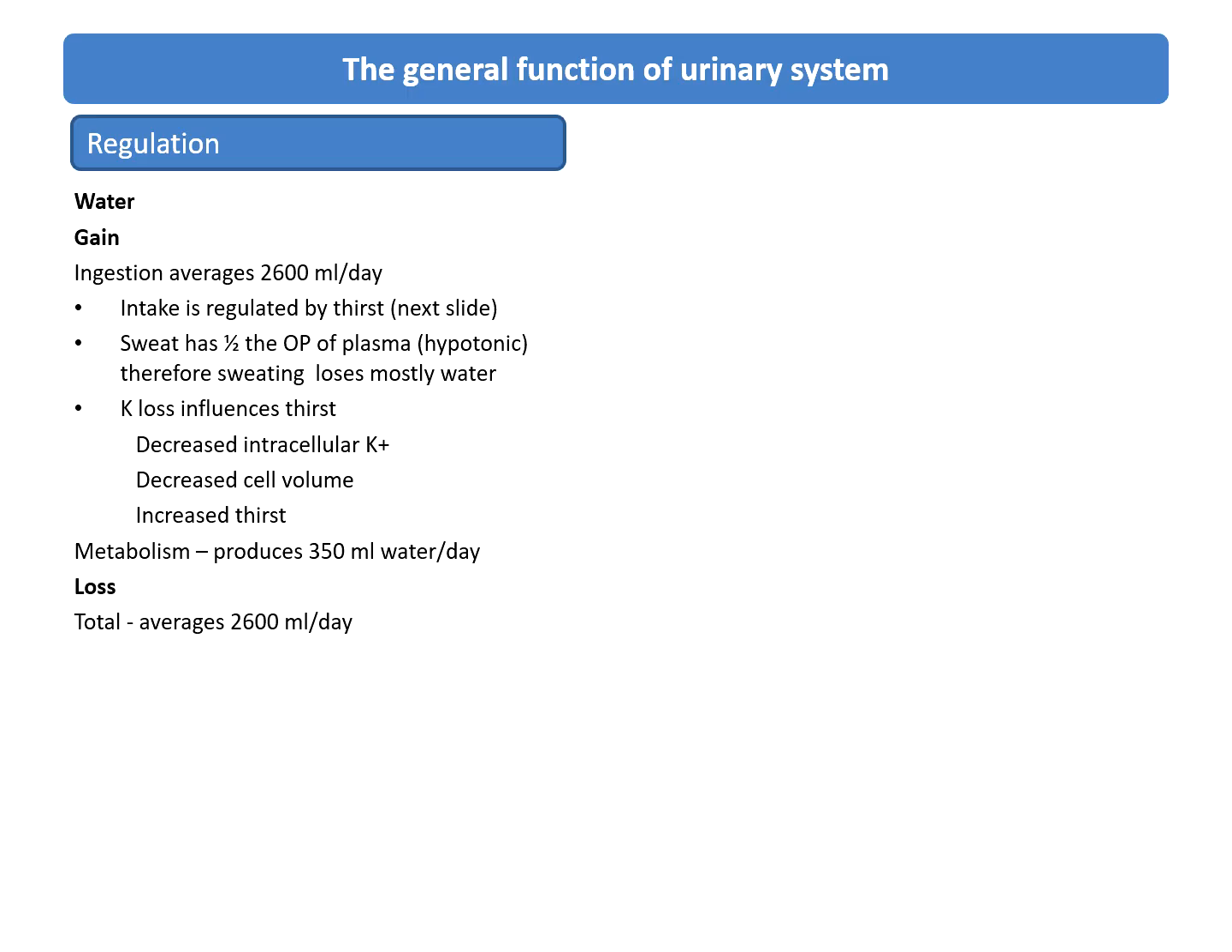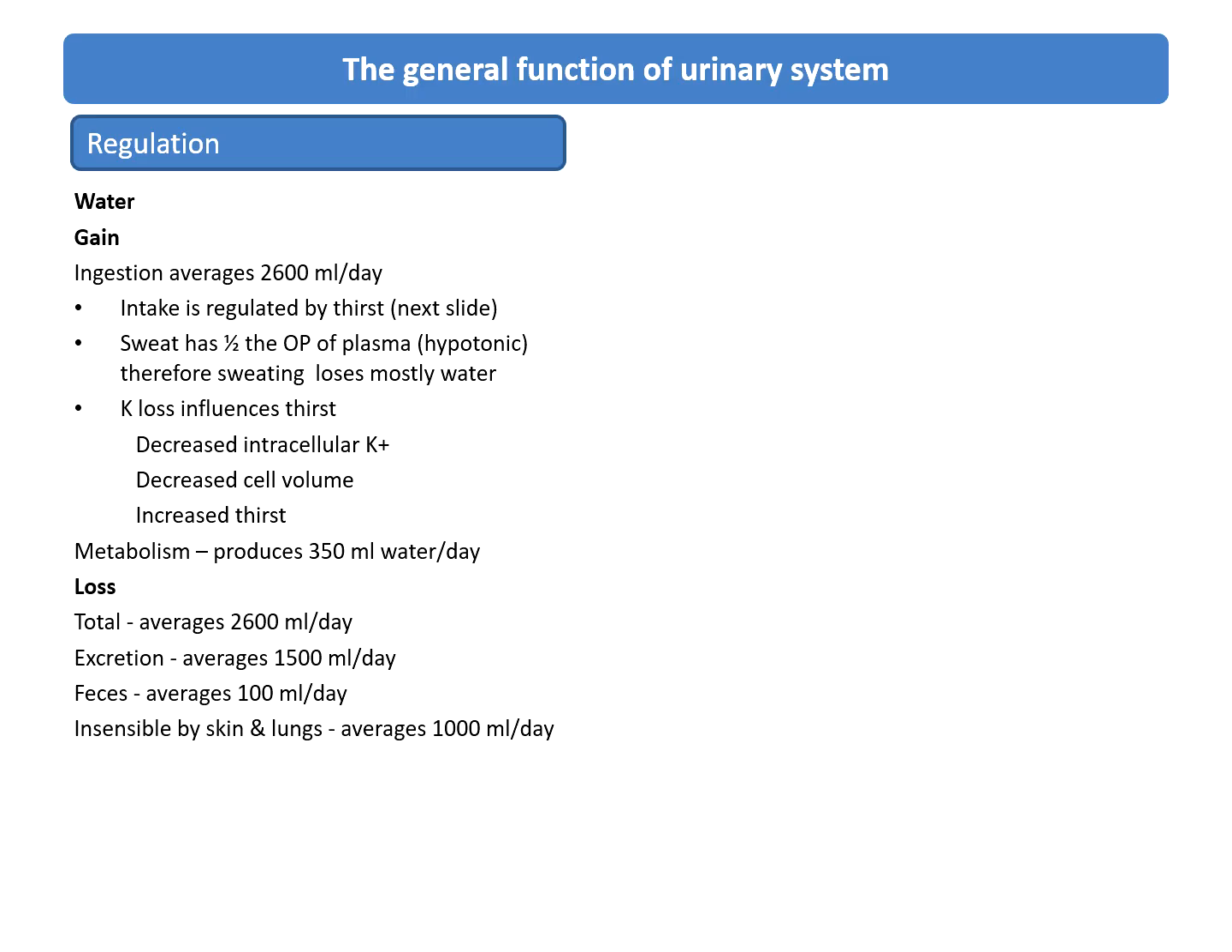So notice in a normal individual, the gain and loss is the same. Excretion averages perhaps 1,500 milliliters a day. Feces, perhaps 100, and insensible water loss by skin as well as lungs averages around 1,000 milliliters a day. You're aware that you lose water through your lungs when you stand in front of a mirror and exhale onto the mirror. It fogs up.